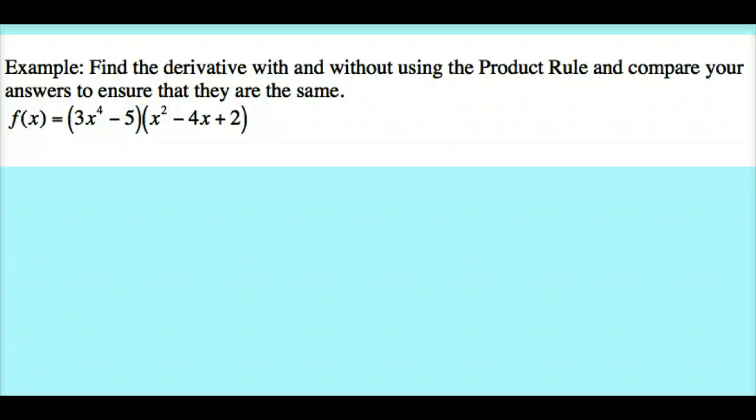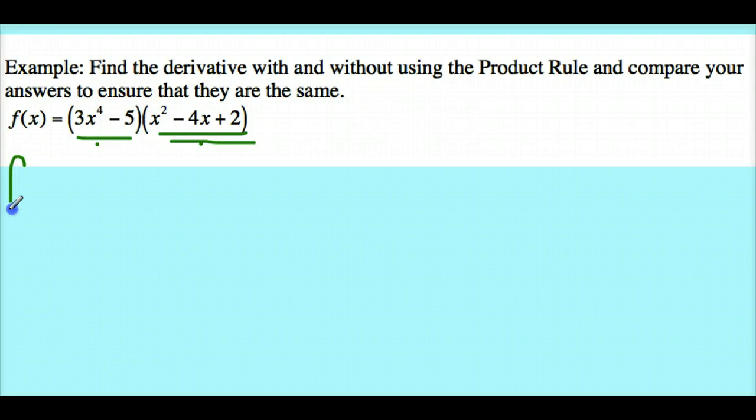So now, just like we've done for all our other practice problems, we've always tried to see, well, can I use this method in multiple ways? According to this, it says find a derivative with and without using the product rule, and compare your answers to ensure that they are the same. So first, let's start with the product rule. This one's nicely set up since I already have parentheses to represent our multiplication. So 3x to the 4th minus 5 is my first term. x squared minus 4x plus 2 is my second term.